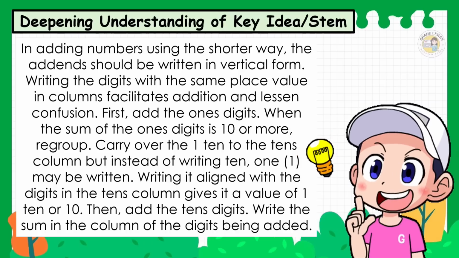When the sum of the ones digits is 10 or more, regroup. Carry over the 10 to the tens column, but instead of writing 10, 1 may be written. Writing it aligned with the digits in the tens column gives it a value of 1 ten, or 10. Then add the tens digits. Write the sum in the column of the digits being added.